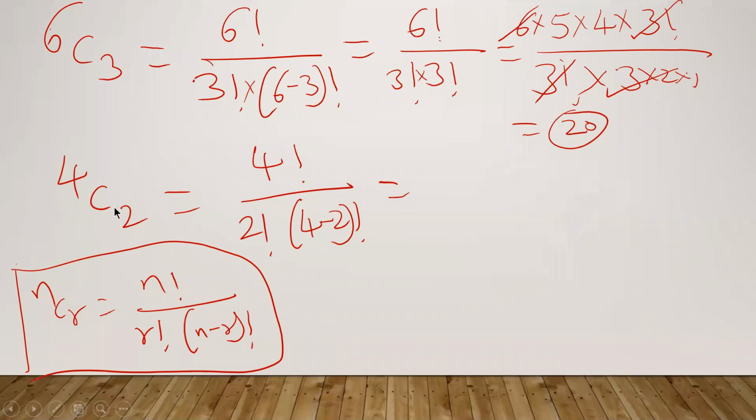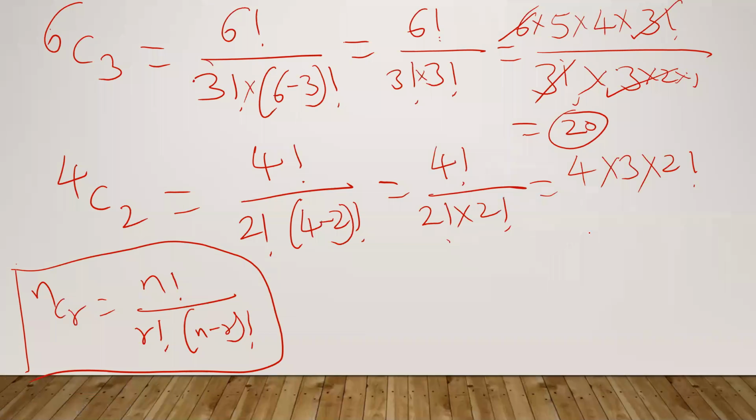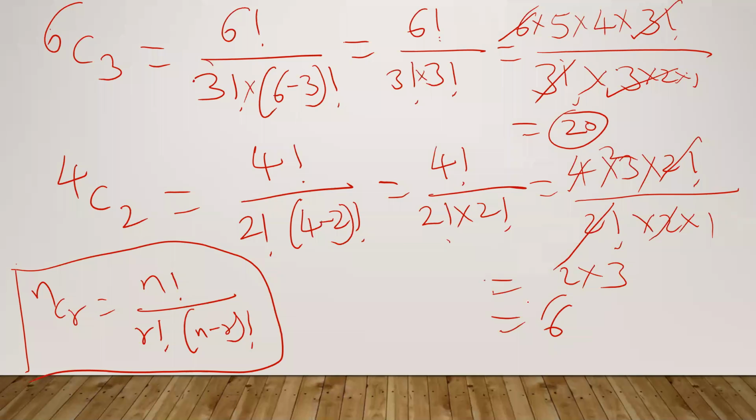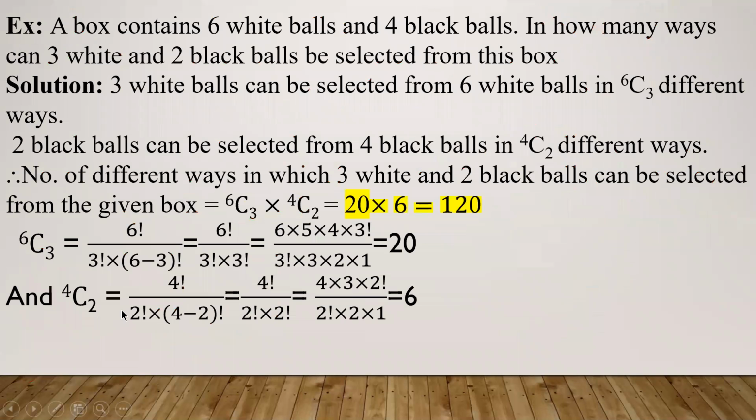तो यहाँ पर n का वैल्यू 4 है, r का 2 है, तो 4 factorial divided by r मतलब 2 factorial into n minus r, 4 minus 2 factorial. So 4 factorial divided by 2 factorial into 4 minus 2 is also 2. I can write 4 factorial as 4 into 3 into 2 factorial divided by 2 factorial into 2 into 1. This and this will get cancelled. 2 into 2 is 4. So I will get the answer as 2 into 3, which is equal to 6. So 4C2 I got as 6. So look at here, 6C3 is 20, 4C2 is 6.